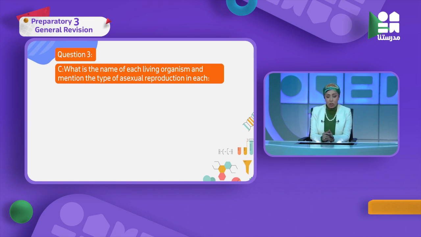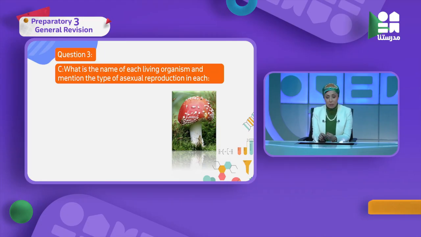What is the name of each living organism and mention the type of asexual reproduction in it. I'm given a figure and asked to name the living organism and then the type of asexual reproduction. Here, the living organism in the figure is the mushroom, you all know it.